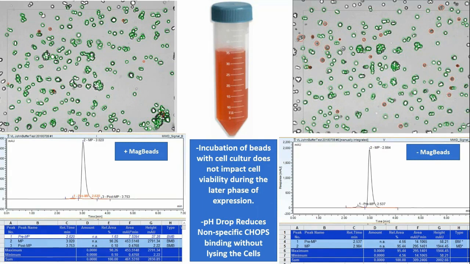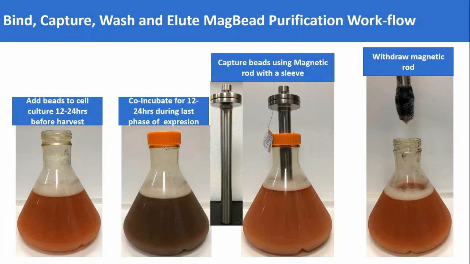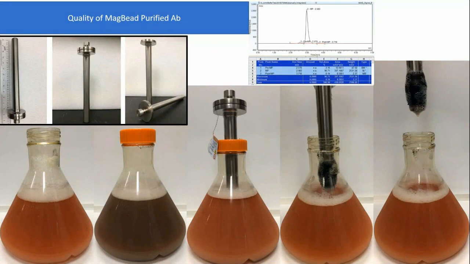Okay, as you can see over here, addition of beads into the cell culture does not impact the quality of the product. As you can see in the analytical size exclusion data on the graphs, at the same time, you can see that the cell viability is not affected, plus or minus beads. So this slide just shows you how you insert the magnetic rod into the cell culture, which has got the beads, in the next slide, the dark one there. And you can see in the last slide, we have the beads pulled out, and the cell culture attained the same color as before the beads were added. This is really a follow-up, but what it shows on the graph is that the protein purified was free of aggregates, very low aggregation levels, and the yields were quite high, as you can see on the scale.